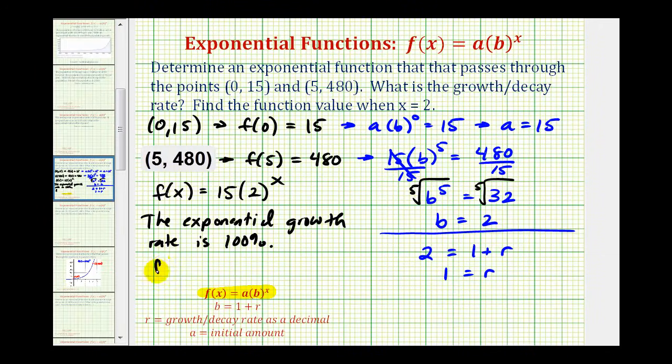And now for the last question, we want to find the function value when x equals 2, so we need to determine the value of f of 2. Well, f of 2 is going to be equal to 15 times 2 squared. Well, 2 squared is 4. 4 times 15 is equal to 60.